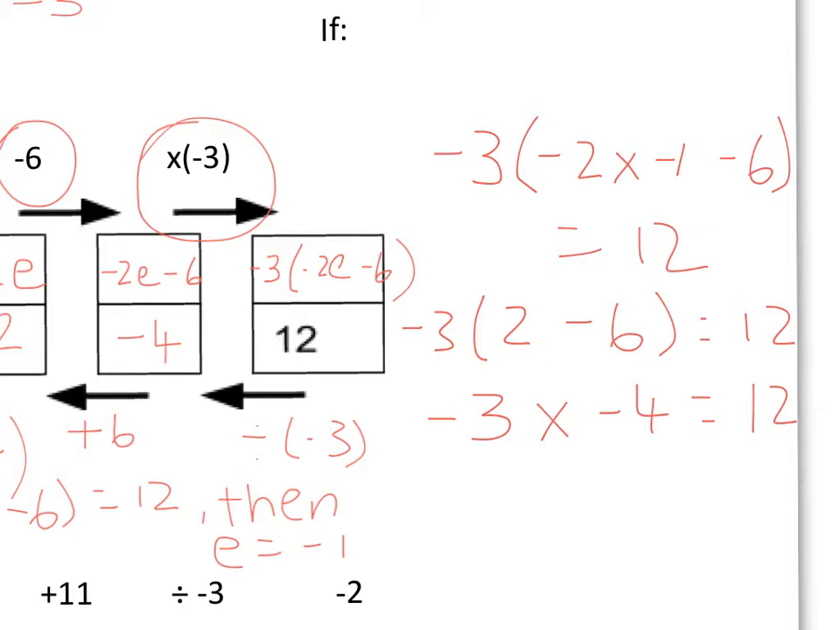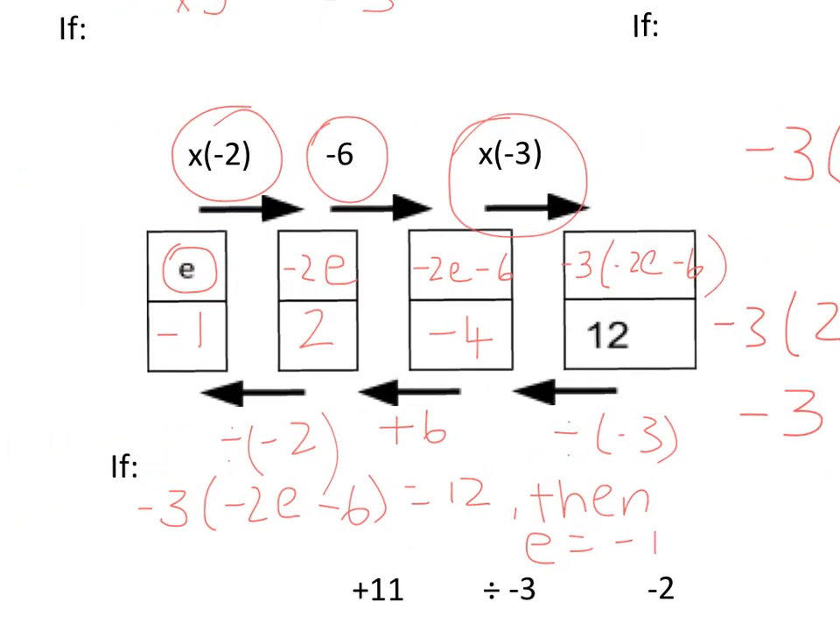And when you multiply a negative by a negative, we always get a positive. So negative 3 times negative 4 equals 12. And as you can see here, our answer is here. Therefore, e definitely equals negative 1, because we've checked it.